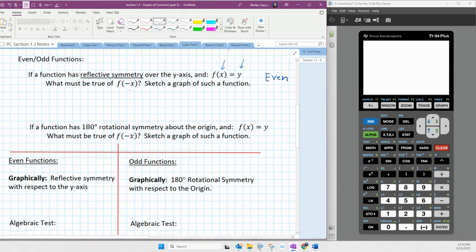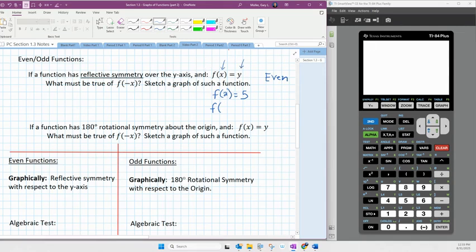So let's think about this. Again, one problem-solving strategy is to make the problem easier. It's very confusing language. So what this is saying is, if I figure out on some random function that f of 2 is 5, okay? If it has reflective symmetry over the y-axis, what has to be true when I plug in the opposite of 2, right? That's what this is saying.